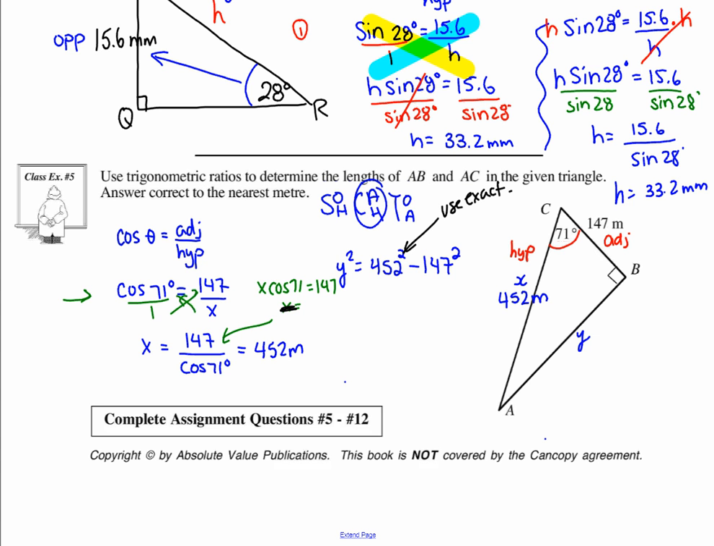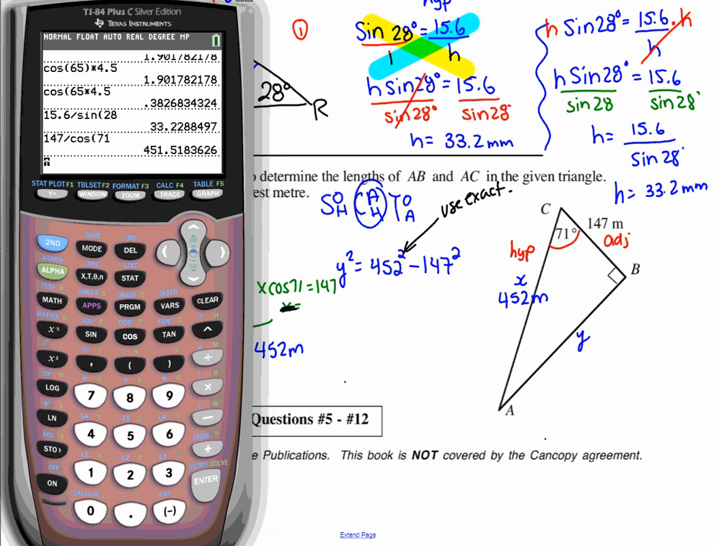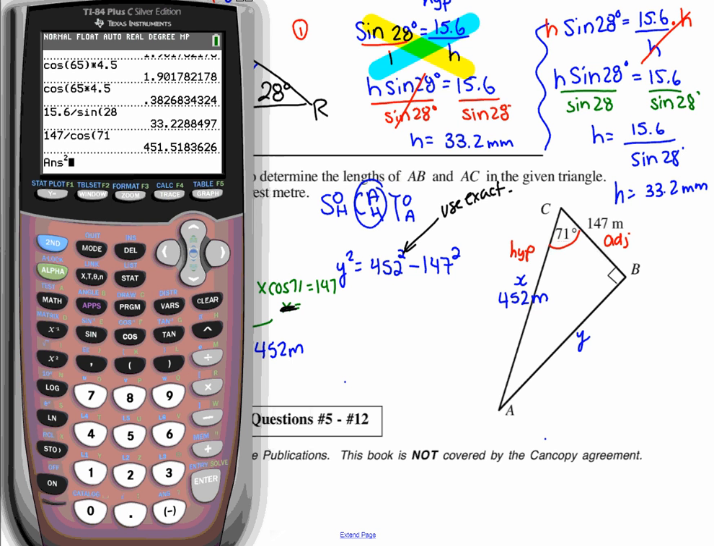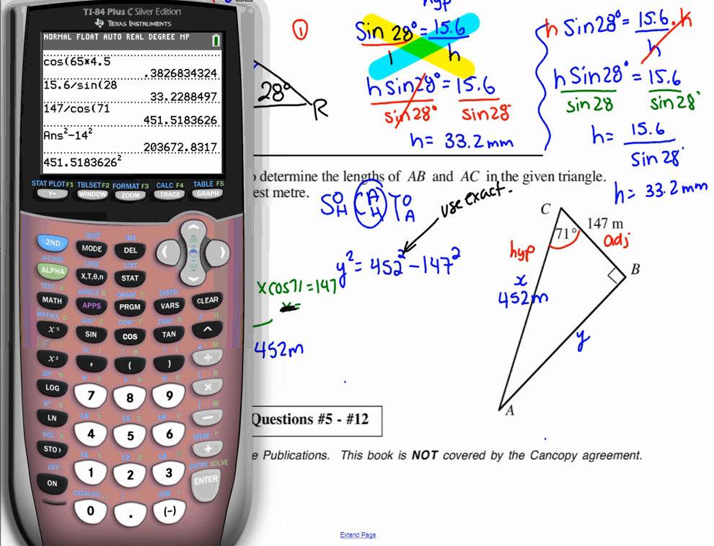So I know my hypotenuse, so it's the 452 squared minus the other side squared. You have to actually use your previous answer. So answer squared minus 147 squared. Why? Because if you're ever reusing data that you calculated, and you keep rounding and using rounded answers, you're compromising your answer. And you could actually be off in the end, especially with large numbers.